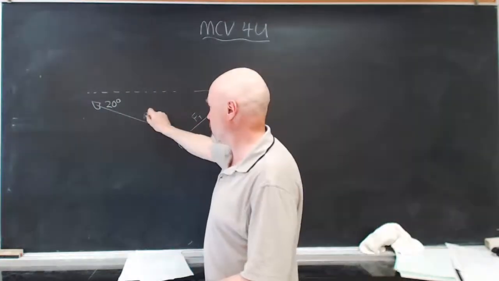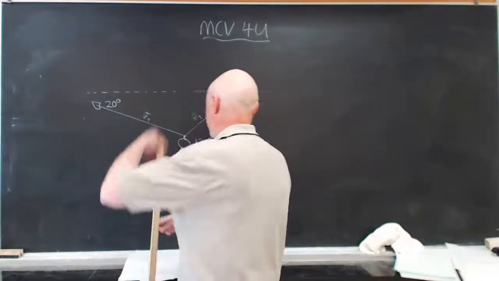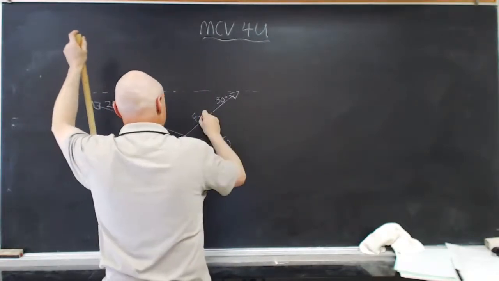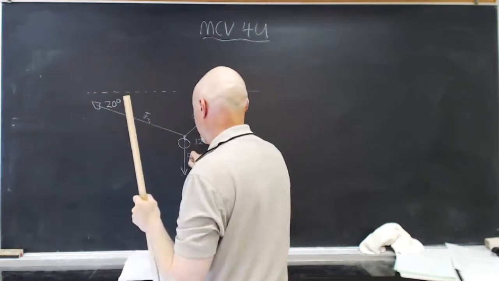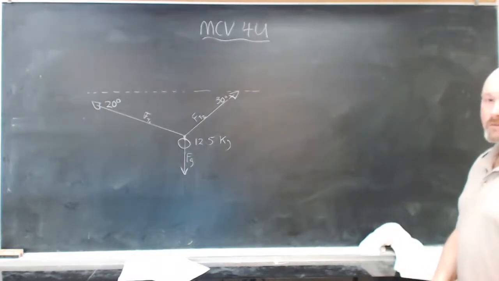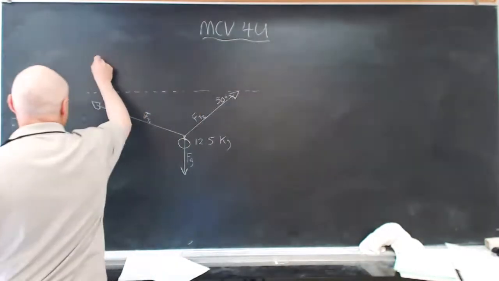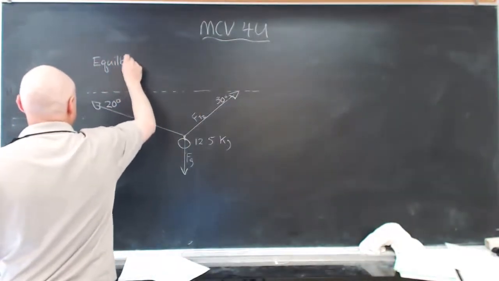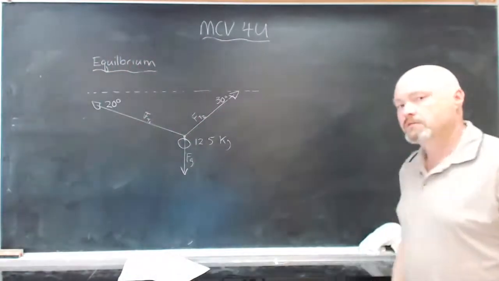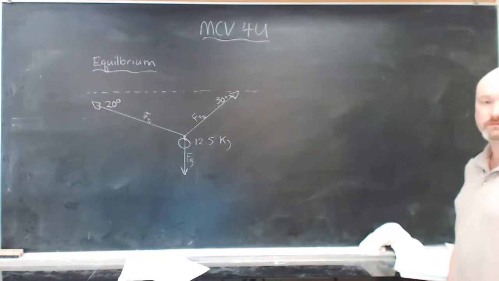Technically, that's the string that I've drawn. There's a force of tension in that direction. And there's the force of gravity. Yeah, that's right. So the force of gravity is acting downwards. So let's call this one FT1. We're going to call that FT2. And then we're going to call this one FG. So this is equilibrium. These are all essentially just physics problems.